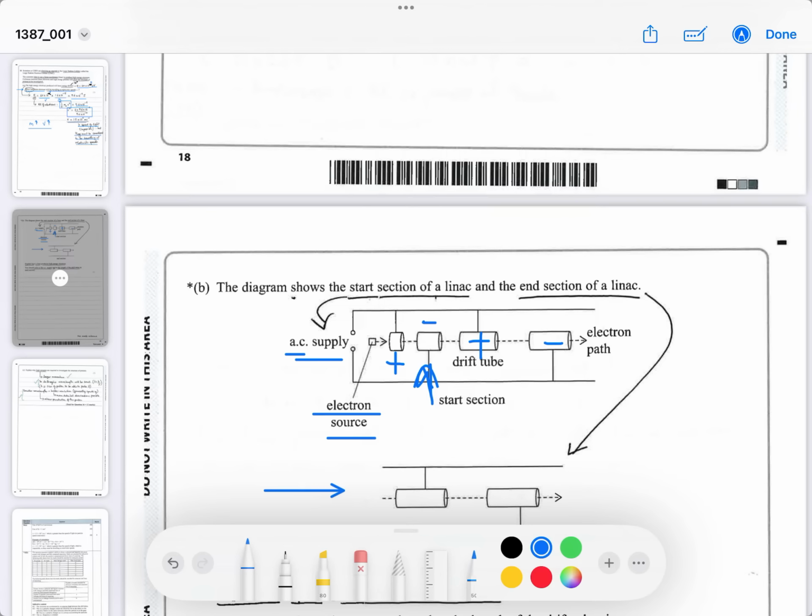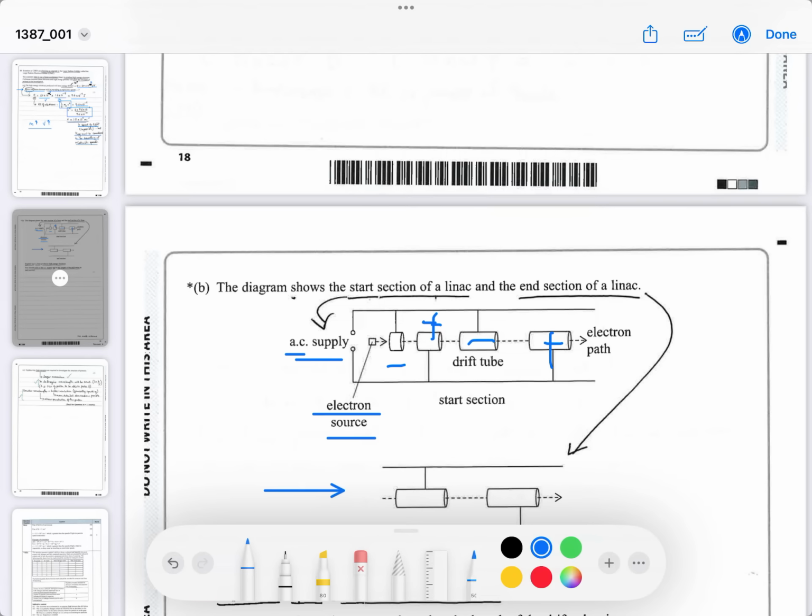So they time it, they synchronize it, so when the electron comes out of the first tube, the second one will become positive as the electron exits the first one. And the first one will then become negative, and then the third one will be negative, and the fourth one will be positive. So they keep flipping, so as soon as the electron comes out of the drift tube it's in, the drift tube in front of it will be positive, and each time it will get an electric field accelerating it.